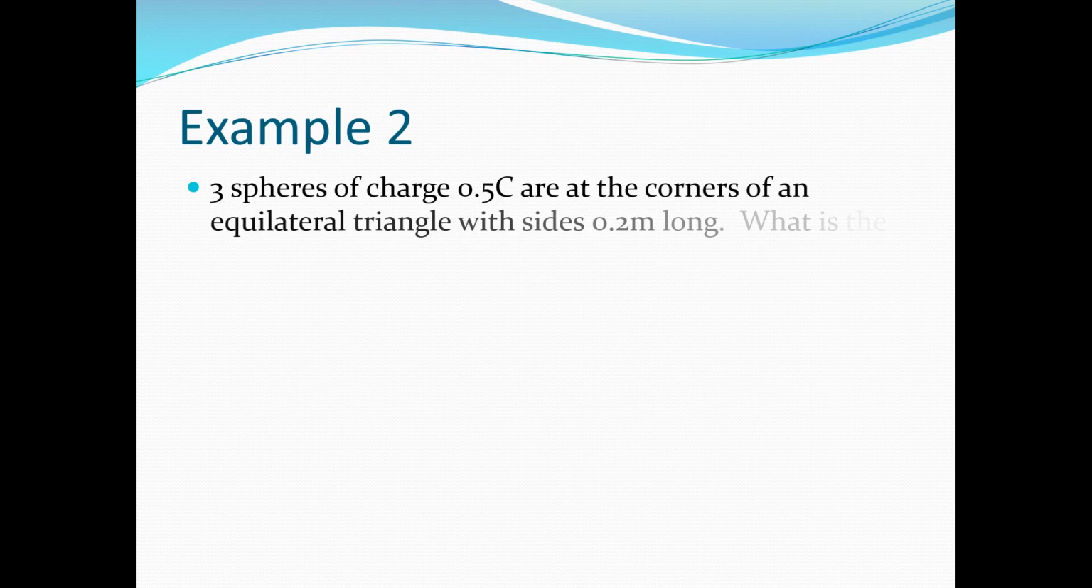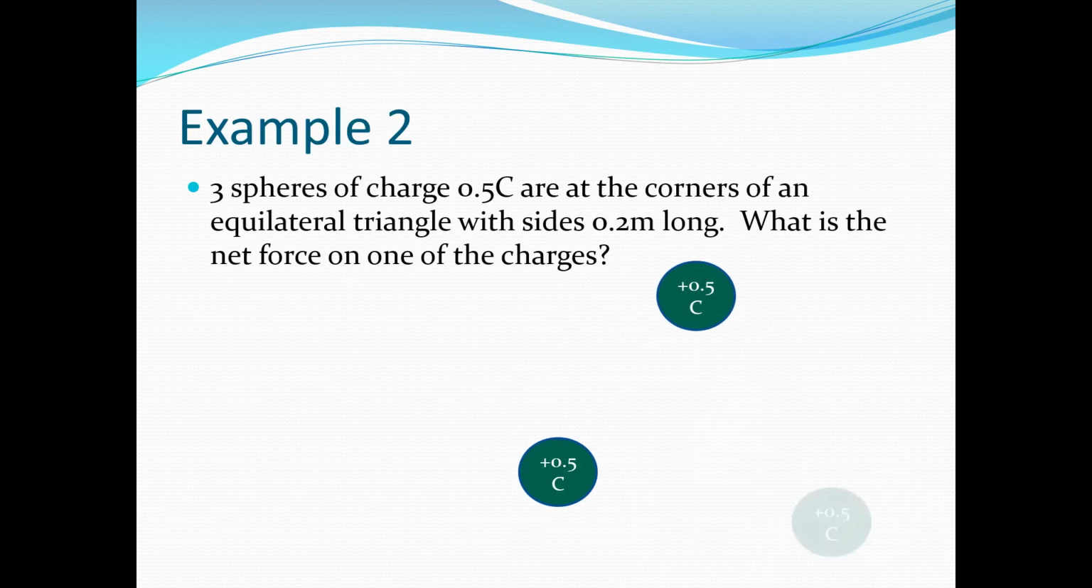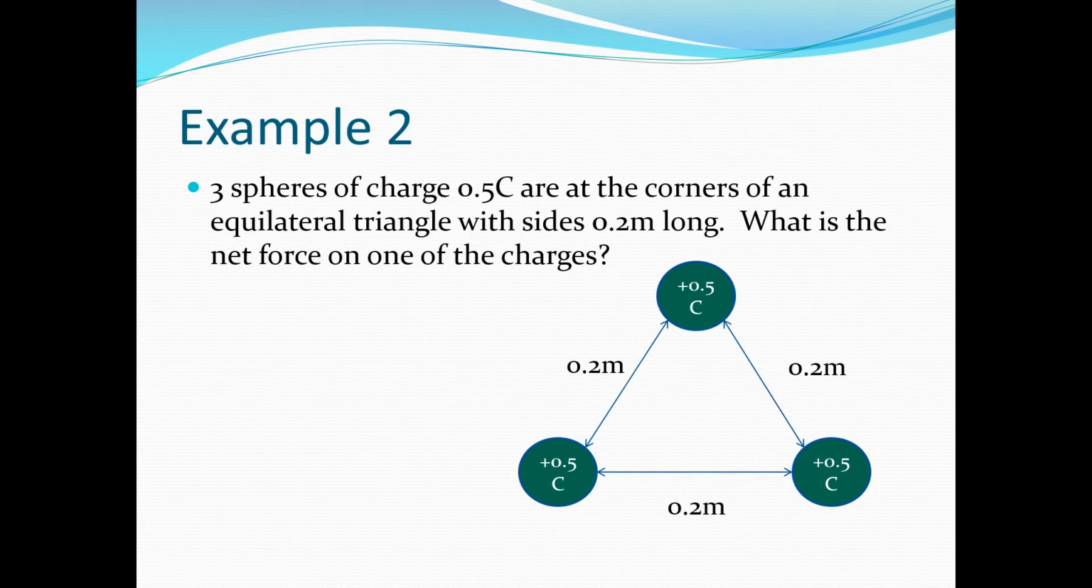Okay, example 2. There's another common example we see in a lot of physics books where we have 3 spheres set up in an equilateral triangle as follows, and it asks us what is the net force on one of the charges. Okay, so they're all the same. They're all positive half Coulomb charges. They're very, very close to each other, and we want to know what is the net force on one of these charges.